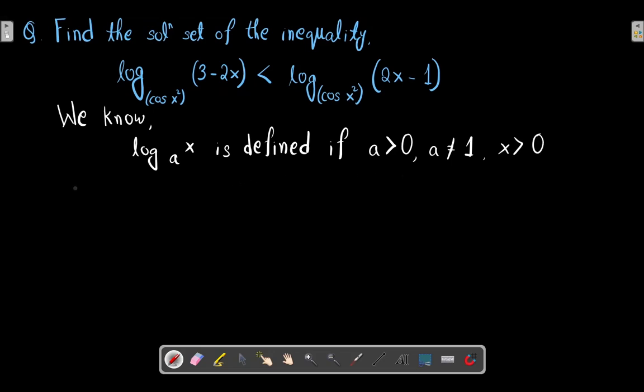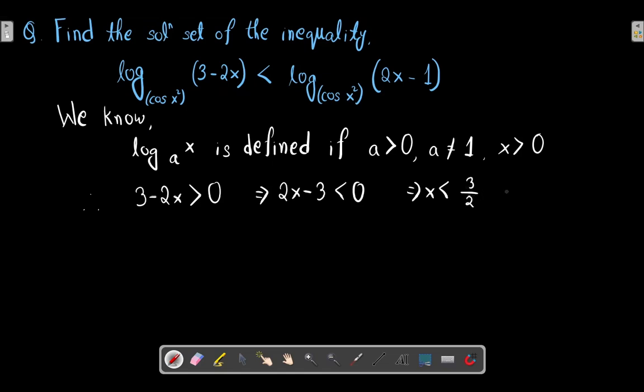So for our inequality to make sense, first of all we have to at least make the logarithms be defined. So in that manner, we have 3 minus 2x has to be positive first. If this is positive, let us multiply both sides with minus 1, then we get twice x minus 3 is less than 0, right? So this implies x is less than 3 upon 2.